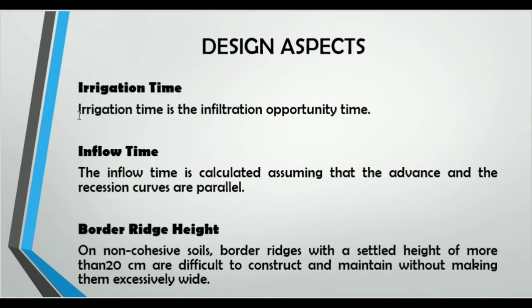Next is irrigation time. Irrigation time is the infiltration opportunity time. Later, we will discuss more of this opportunity time because this is really important in designing border irrigation. Basically, irrigation time is just the time needed for the water to infiltrate along the root zone of the crop in the field. And the inflow time is calculated assuming that the advance and the recession curves are parallel. Later, we will also be discussing more of these recession and advance curves.